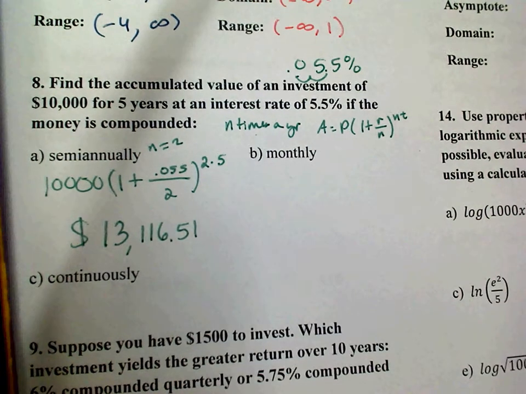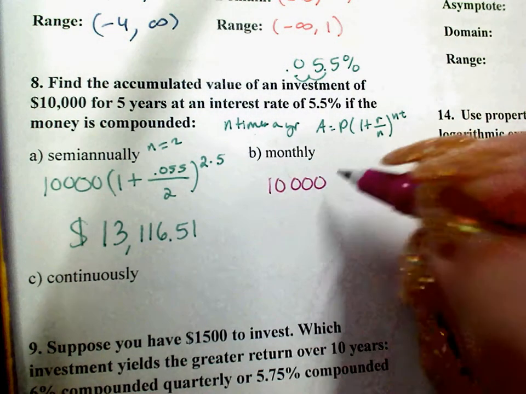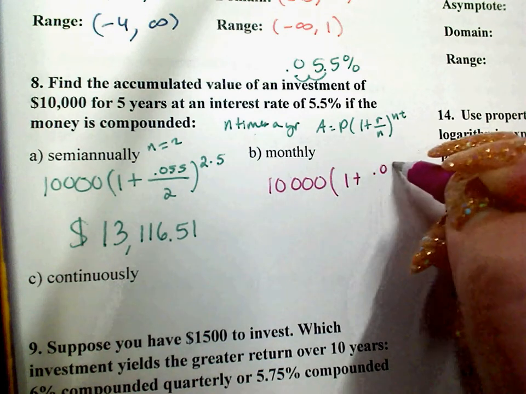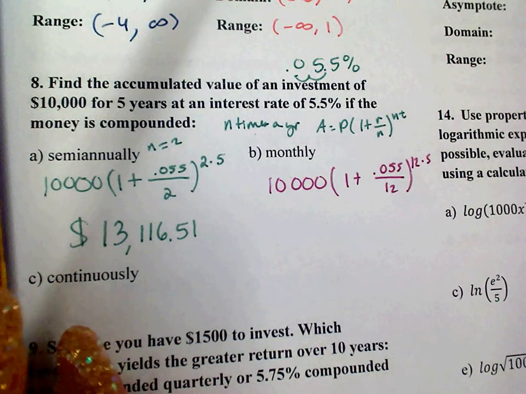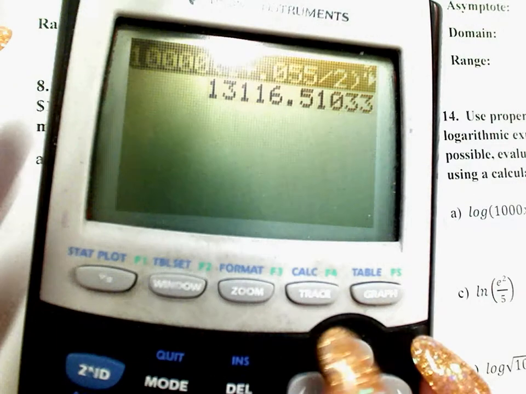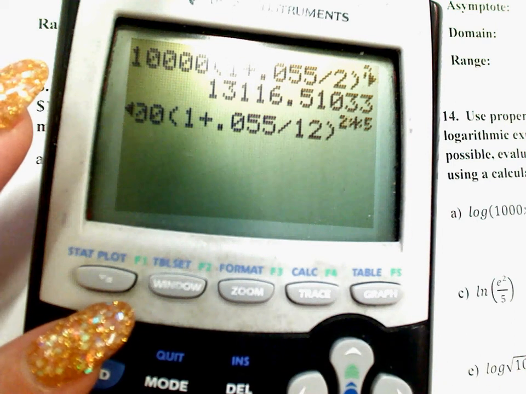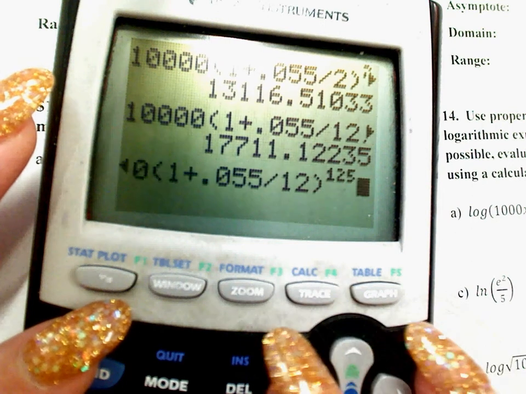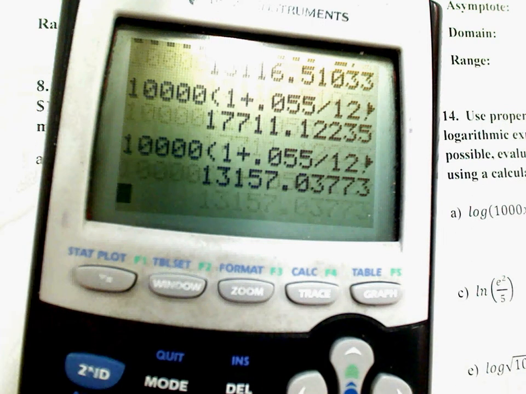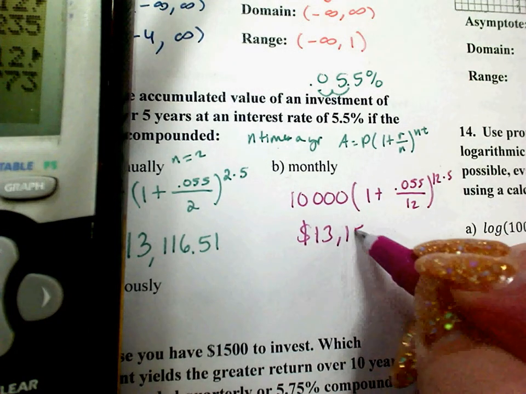So for monthly, same thing, only instead of 2 it is 12. So I'm going to go up here, and I'm going to make that a 12. And I'm going to make that a 12. Okay, so that is $13,157.04 if we round up.